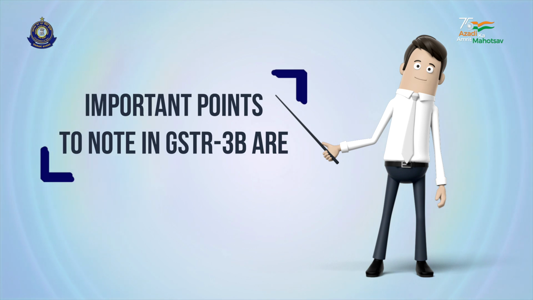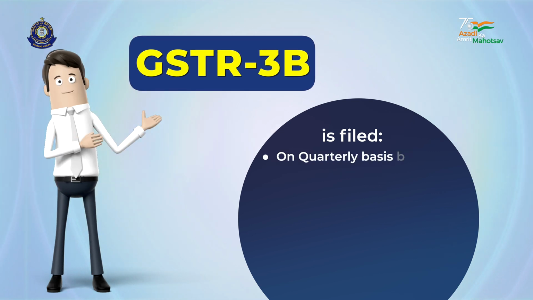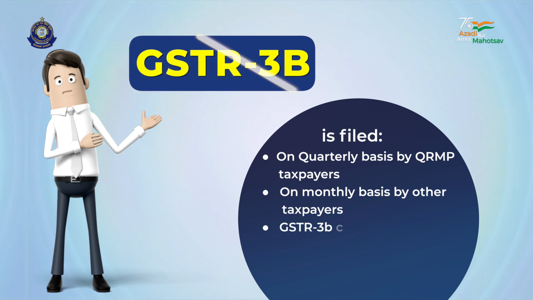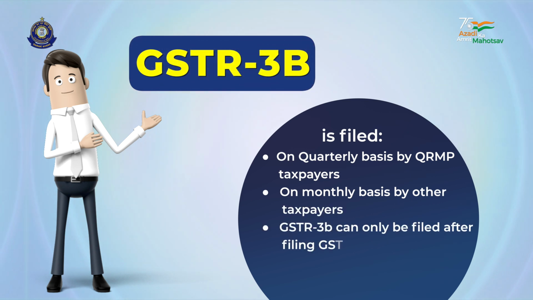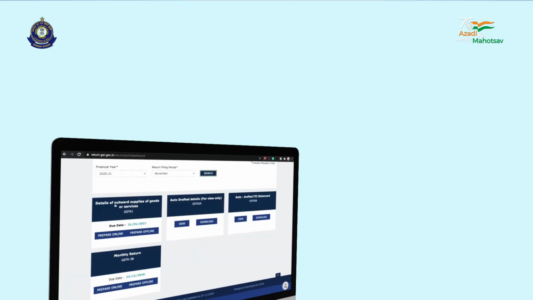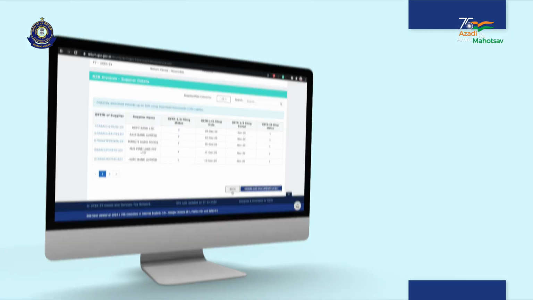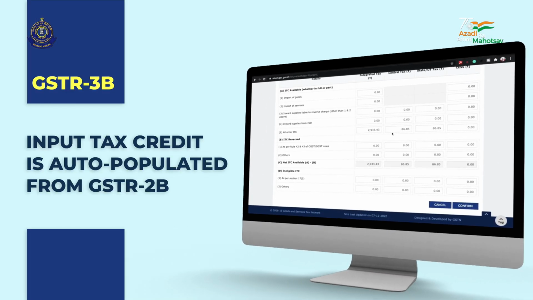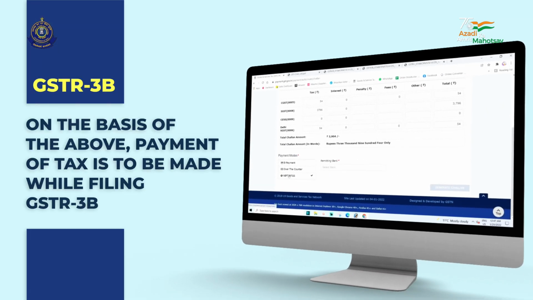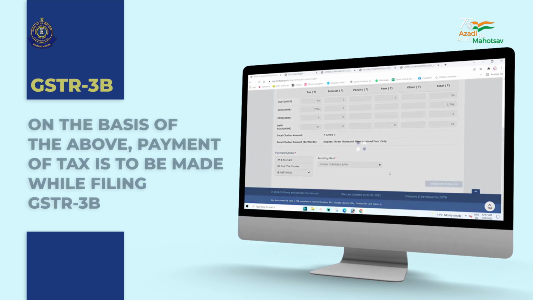Important points to note in GSTR3B are: GSTR3B is filed on quarterly basis by QRMP taxpayers, on monthly basis by other taxpayers. GSTR3B can only be filed after filing GSTR1 for the corresponding tax period. Outward tax liability is auto-populated from GSTR1. Input tax credit is auto-populated from GSTR2B. On the basis of the above, payment of tax is to be made while filing GSTR3B.